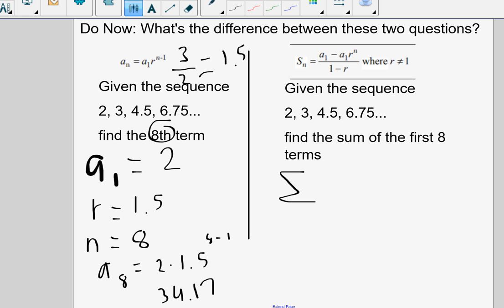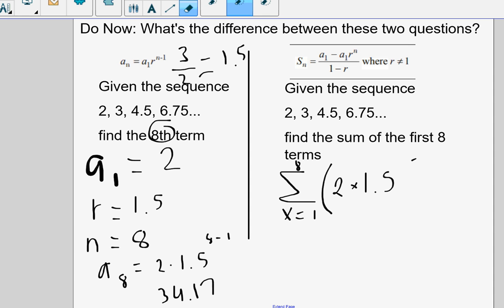And if we're finding the first 8 terms, we're going to go from term 1 to term 8, and then put in that rule that we just came up with, that 2 times 1.5 to the n minus 1, except it's not n because I just called it x underneath the sigma, so it's got to be x a second time, to the x minus 1. And that's one way to do it.